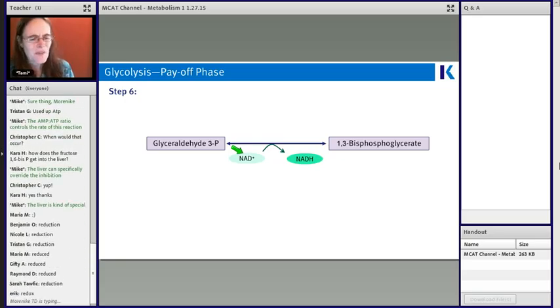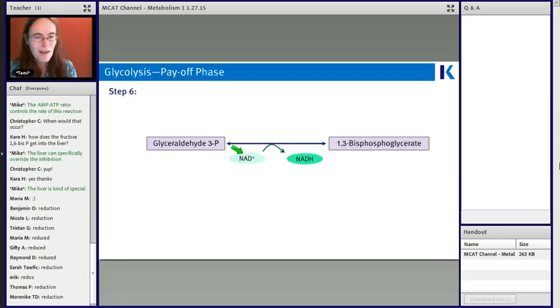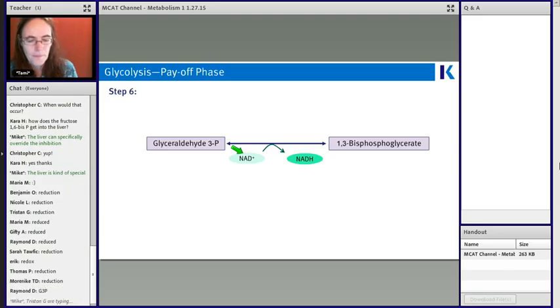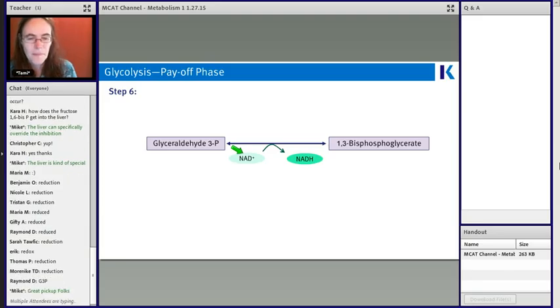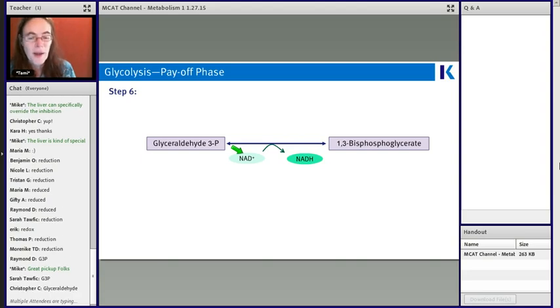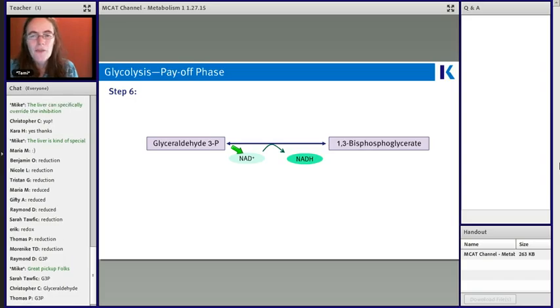Nice. Very well done. It's being reduced. If it's being reduced, it must oxidize something else. What is it that it's oxidizing? What is it that it's oxidizing here? Yeah, the G3P. Absolutely, the glyceraldehyde 3-phosphate. Perfect. Nice. All right, so always note, if you're making NADH, that NAD plus is helping to oxidize something else because it's being reduced. So it's the oxidizing agent.